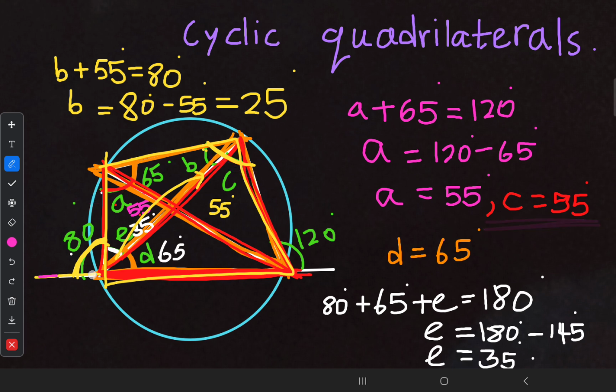Then the exterior angle, 80 degrees, should equal the interior opposite angles, so that is B plus C. C is 55. Likewise, we solve to find our B as 25 here. That's all for this question.